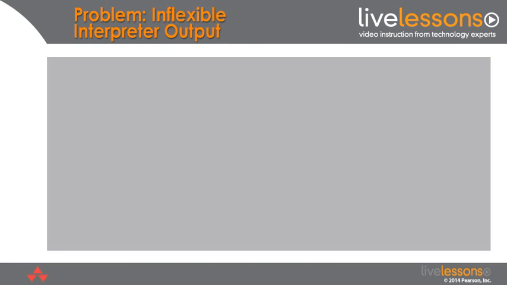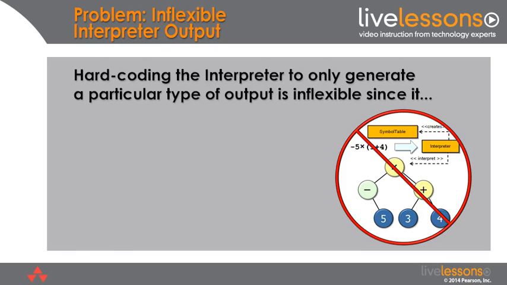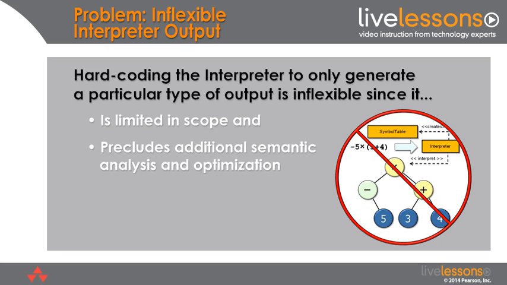One thing we don't want to do is hard code the interpreter to only generate a particular type of output. Since this is inflexible, it's limited in scope, we can only deal with certain sets of output, and it also precludes additional semantic analysis and optimization that we might want to apply in order to further improve the performance or other analytic properties of our ultimately generated expression tree.